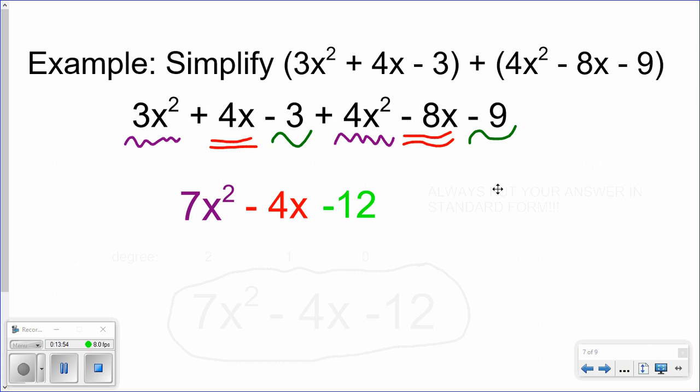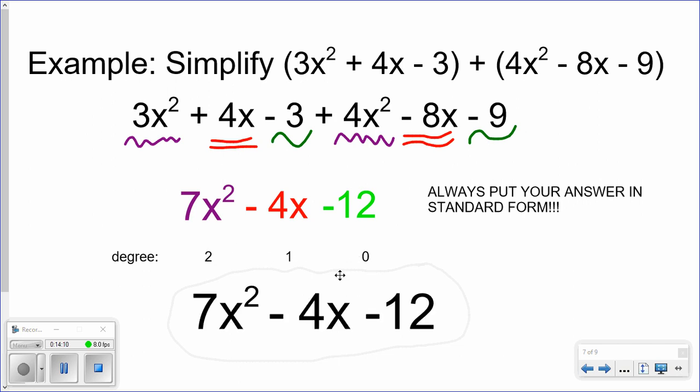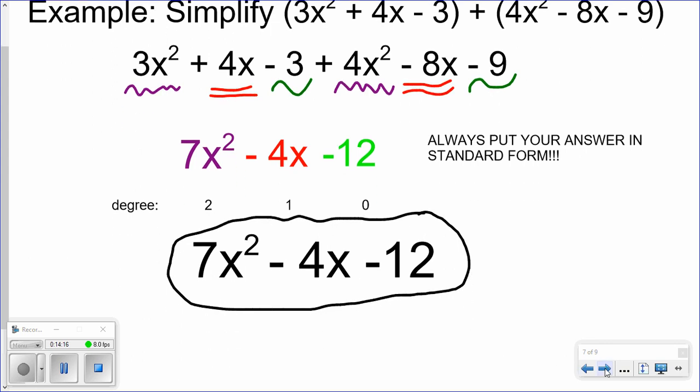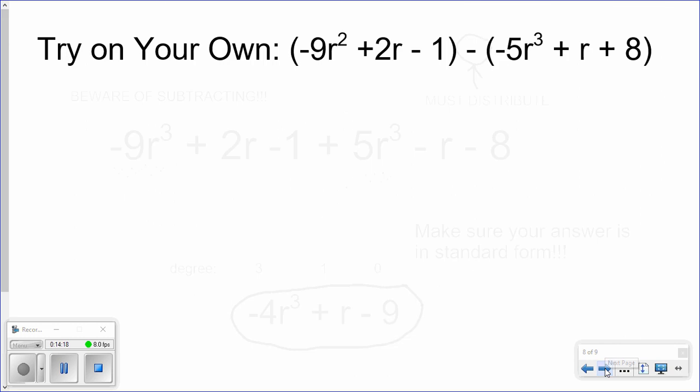Okay? You should always make sure your answer is in standard form. So when you add them all together, find the degrees and make sure they're in the right order. So this one has a degree of 2, this one has a degree of 1 and 0. They're already in order from greatest to least. So my final answer is 7x squared minus 4x minus 12. That's it.